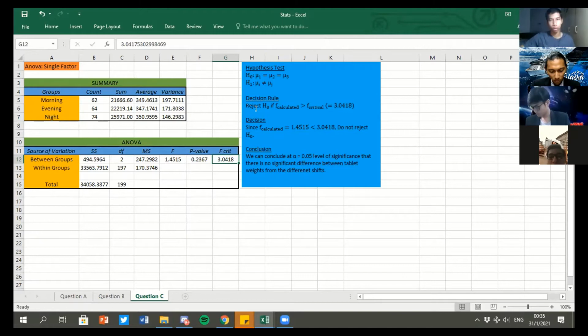Then we have to make a decision rule that we need to reject H0 if F calculated is bigger than F critical. Our F critical value, which we can obtain from this table, is 3.0418.